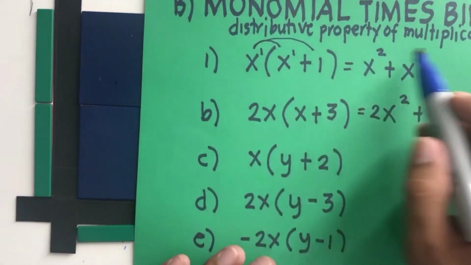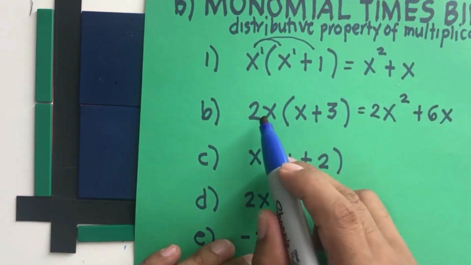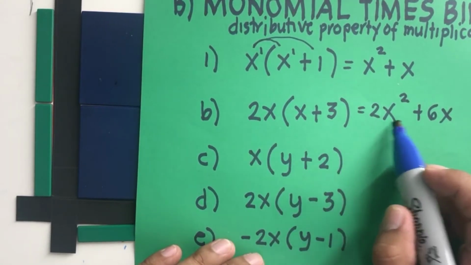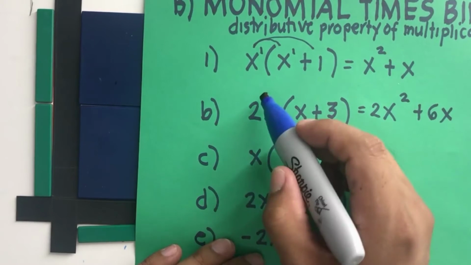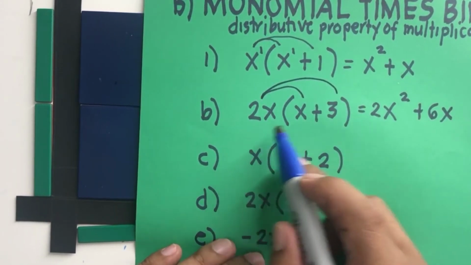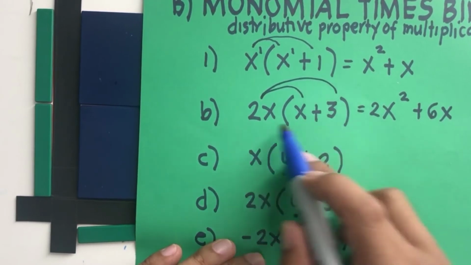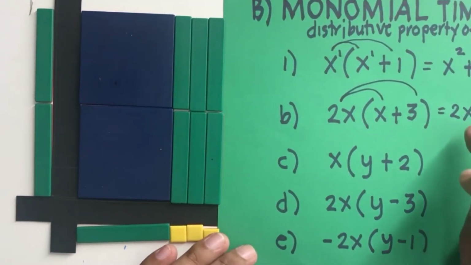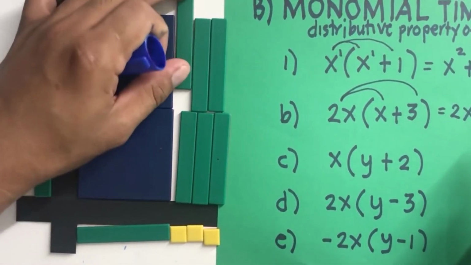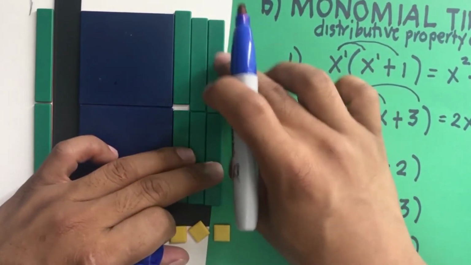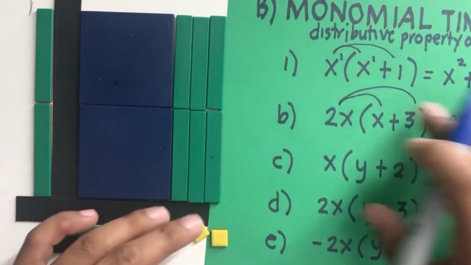By applying the distributive property of multiplication over addition, if you multiply 2x times x, you get this 2x squared. That's the first one. If you multiply the 2x times the 3, 2 times 3 is 6, and copy the x. So you have 6x. Visually, this 2x squared is this one. The 6x is this area, represented by these 6 small rectangles.